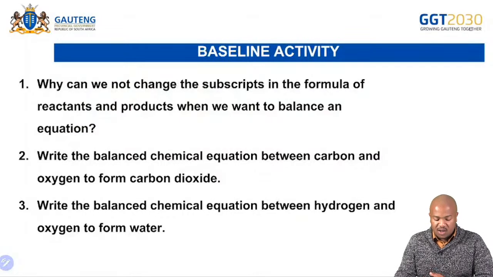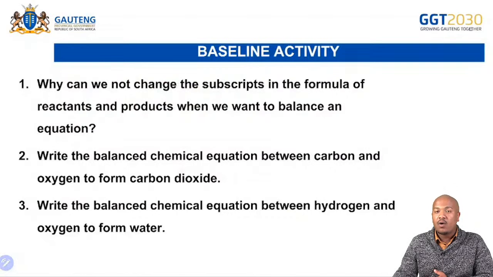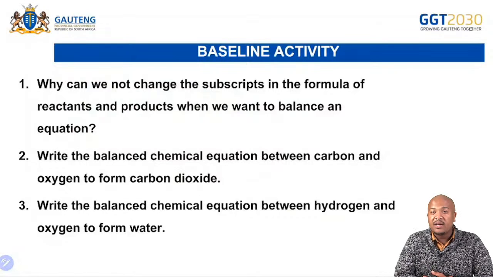Number 1 says, why can we not change the subscripts in the formula of reactants and products when we want to balance an equation? Remember, in the last lesson we were balancing equations as well. Then number 2, write the balanced chemical equation between carbon and oxygen to form carbon dioxide. Then number 3, write the balanced chemical equation between hydrogen and oxygen to form water. I'm going to give you a quick 4 minutes to complete this activity.